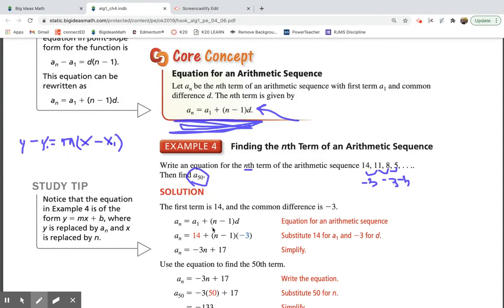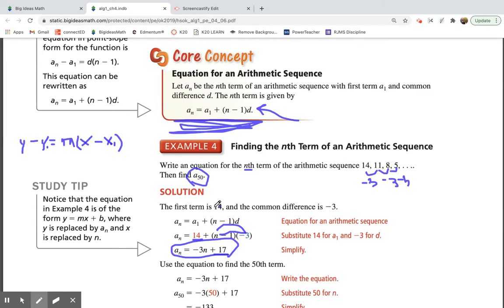So once we do that, we next have to distribute that negative 3. Negative 3 times n is negative 3n. Negative 3 times negative 1 is positive 3, so plus 3. And then they went ahead and combined the 14 plus 3 to get 17. So this would be your answer on that. A sub n equals negative 3n plus 17. We now have a function or an equation for our arithmetic sequence.